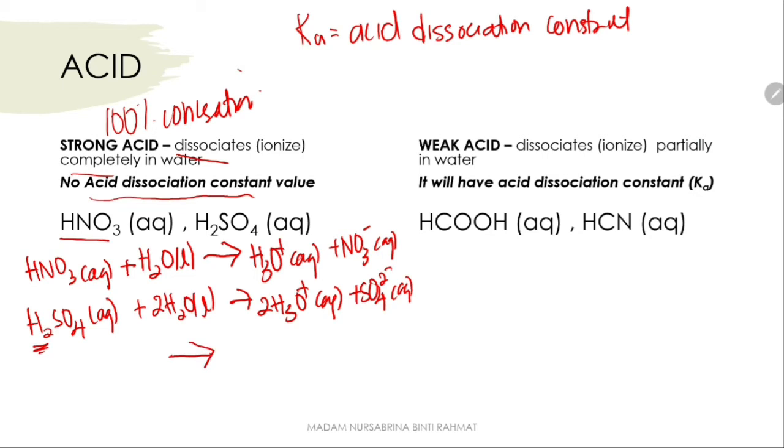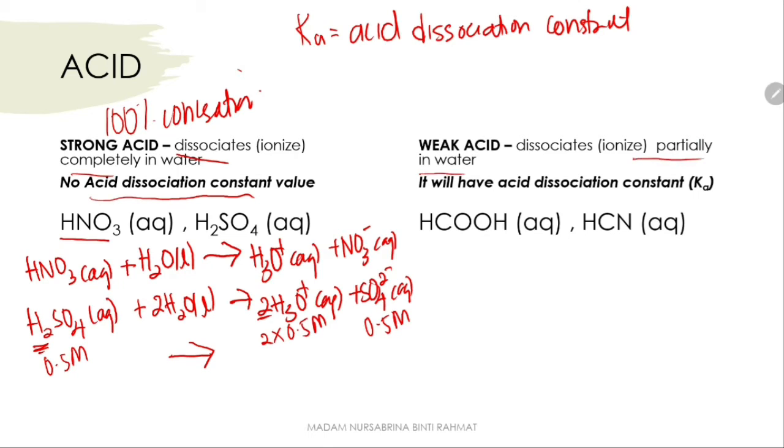Okay, so if originally I have 0.5 molar sulfuric acid, that means it will dissociate completely to form 0.5 molar sulfate ion, and this one is 2, so 2 times 0.5 molar. Never mind, we're going to learn more about this later on when we calculate pH value. Okay, so weak acid, it dissociates or ionizes partially in water.